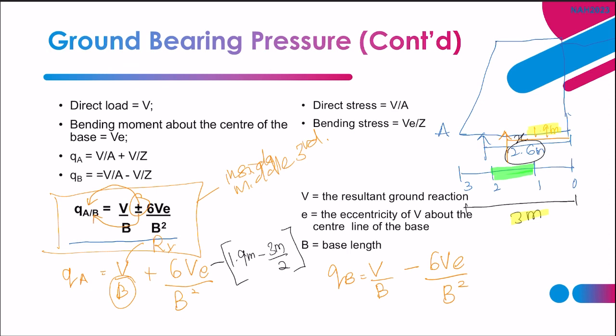If you do the other way around, it doesn't matter. You can also do 3 meter minus 1.9, and you will get some negative value there. Doesn't matter, you make it positive. Okay, because eccentricity is a length. Length has no negative value. And divide by B square, which is the base length to the power of 2. Okay, that is the middle third rule to get the ground bearing pressure, if the ground reaction cuts inside the middle third.